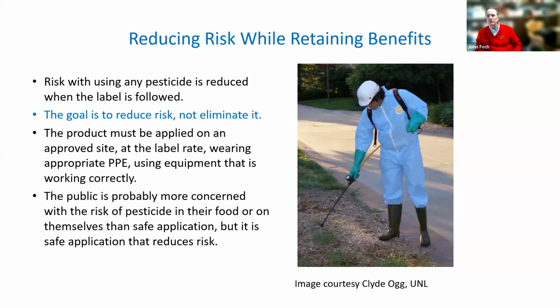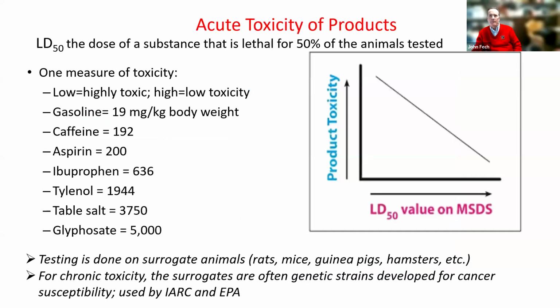The idea is to reduce risk, but retain the benefit. You can't eliminate the risk, you just reduce it. And there are a number of ways to reduce risk. Applying the product on the right site, at the right label rate, wearing the appropriate personal protective equipment, and using the right equipment that's working properly is going to be the best way to get that done.